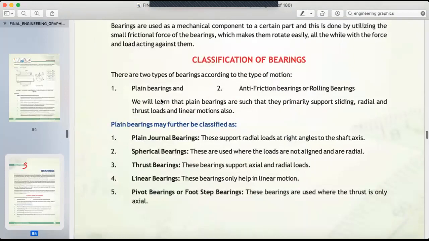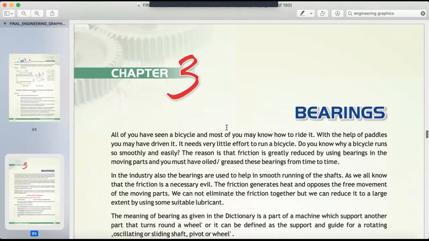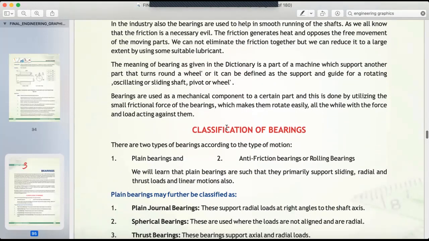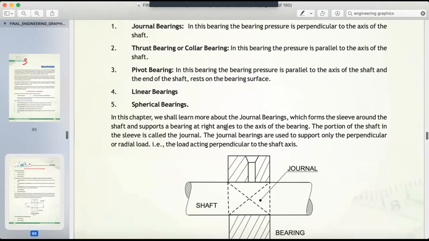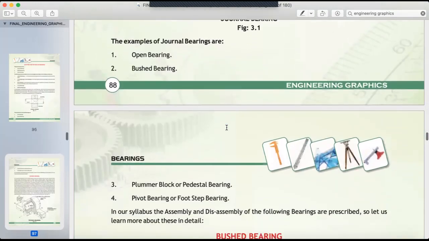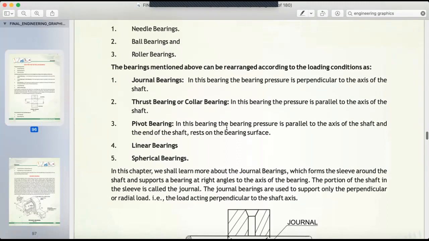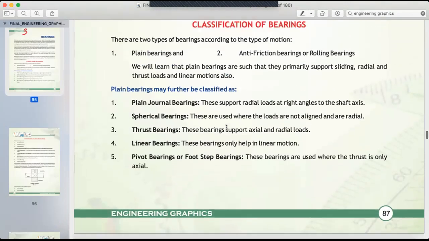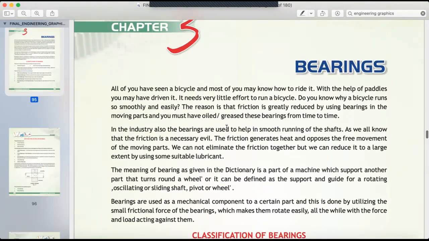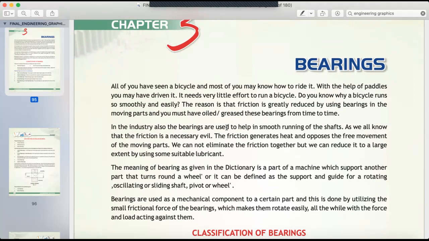Then we have assembly, bearings. So in bearings we have bush bearing and open bearing, right? So in viva, generally they don't ask anything in particular, but they may ask you the application where you have seen this bearing and all. You can see that we use bearing wherever we have a rotating shaft, and we need to support that shaft. That time we use bearings.